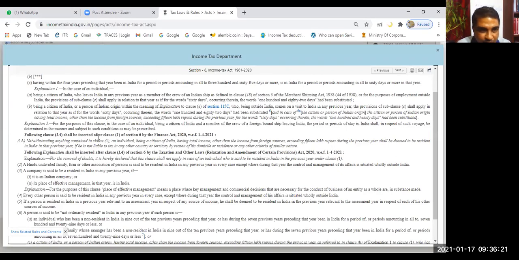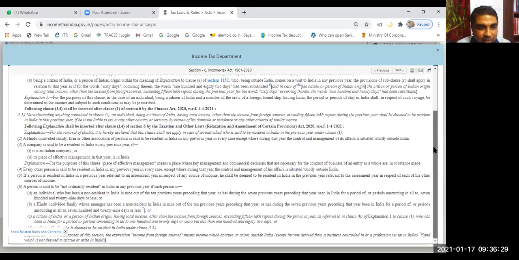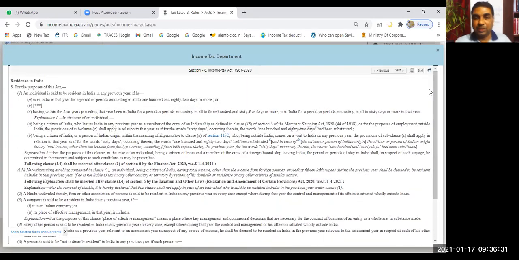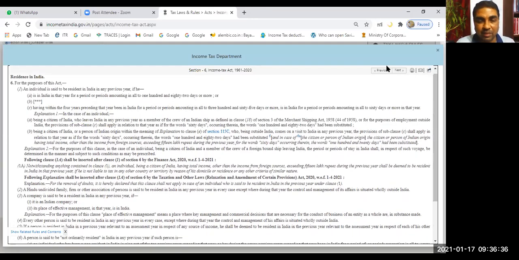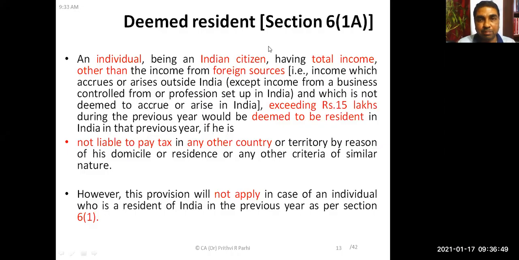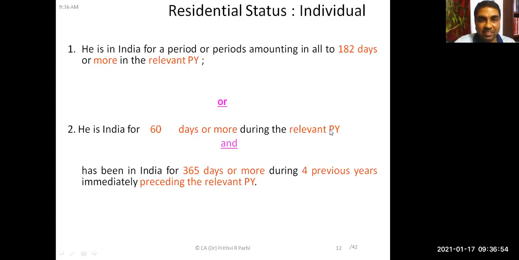Now this is one additional clause 1A, which I explained to you. You can check this. I just wanted to show you in case you are still confused, you can refer to the original section. I think this is quite clear to you, but in case you still have some doubt, you can refer there. Did you understand the concept of deemed resident? Yes, sir. Okay.